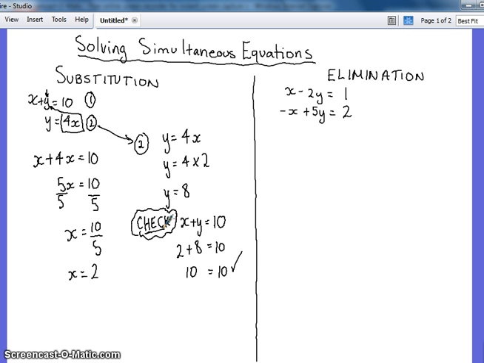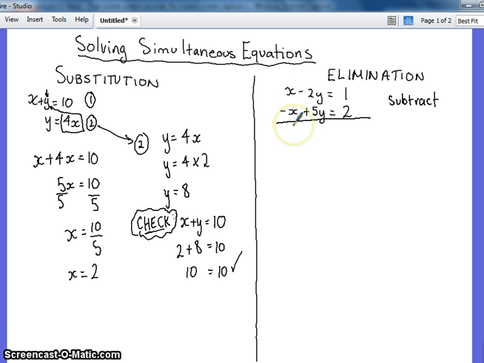The process of elimination is pretty simple, and some of you will like this a little bit better. The process of elimination gets you to simply subtract one equation from the other. Okay? To subtract one equation from the other equation. If you've got x take x, what do you end up with?